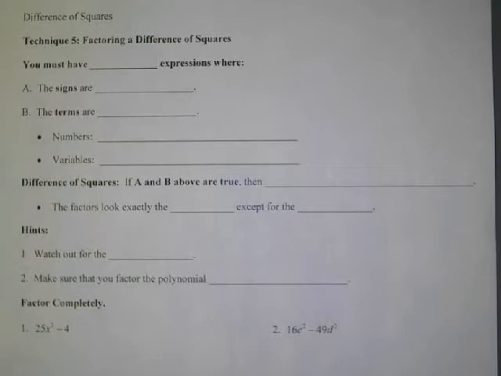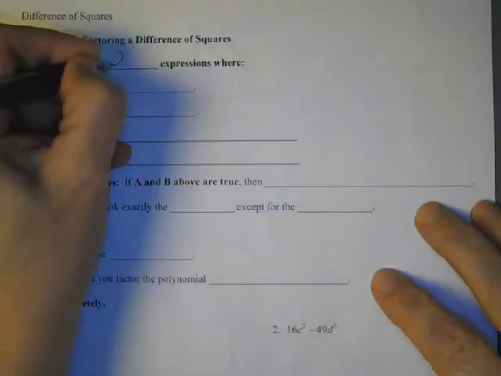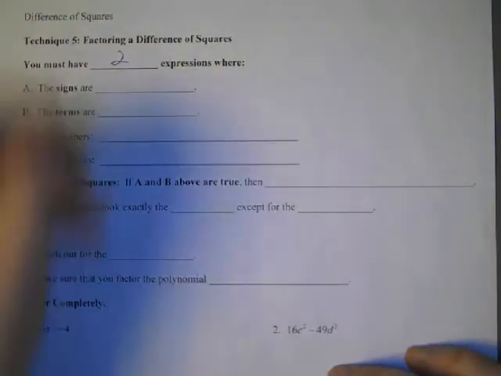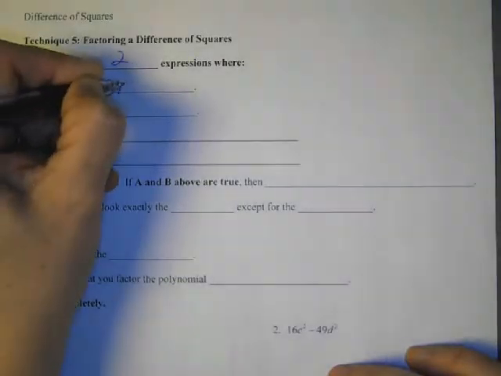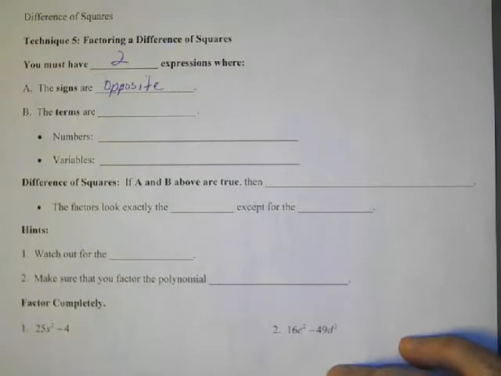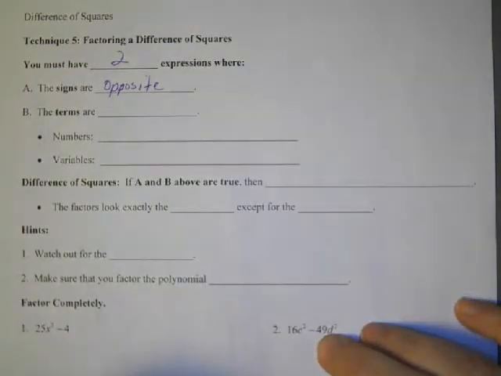Well, first we need to learn to recognize what a difference of squares is. So the beginning of this section will teach us that you must have two expressions where the signs are opposite, and the terms are perfect squares.